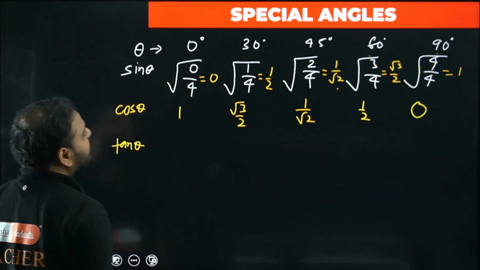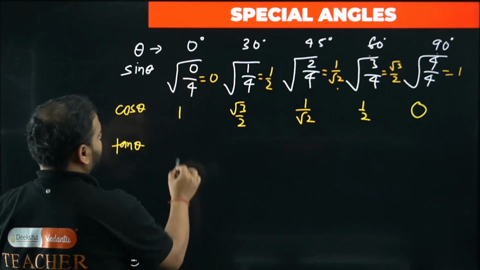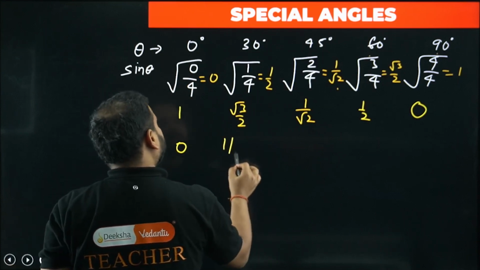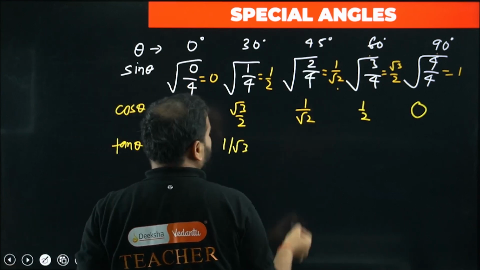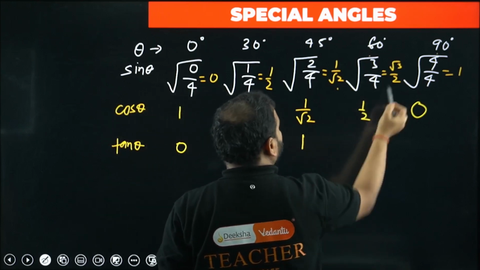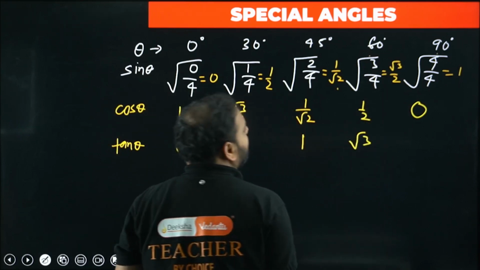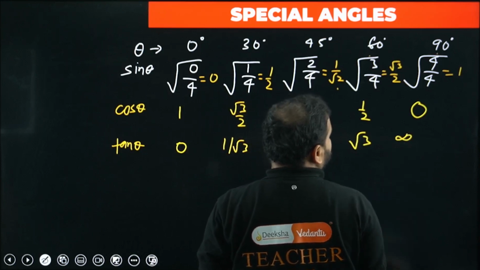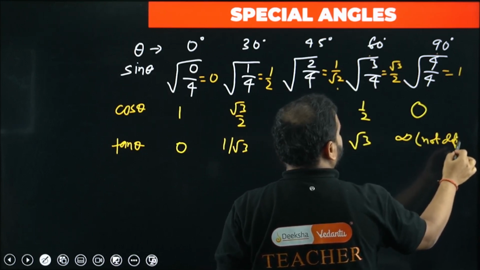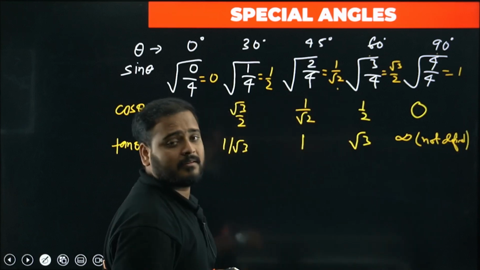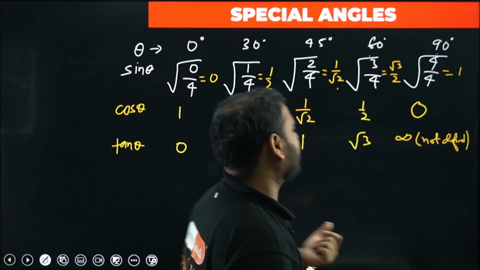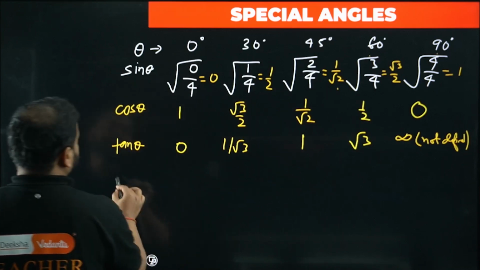What about tan theta? Please check the ratio of the first two. 0 by 1, 0. 1 by 2 by root 3 by 2, 1 by root 3. 1 by root 2 by 1 by root 2, 1. Root 3 by 2 by 1 by 2, 2 cancels, root 3. 1 by 0, undefined. Not defined. Correct, na? 1 by 0, denominator is 0 means undefined. Okay, tan is done. Rest all you can do, right?